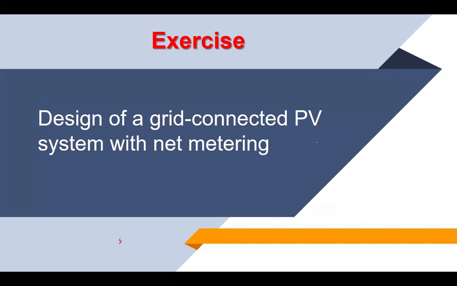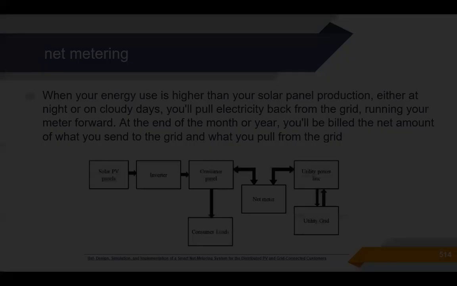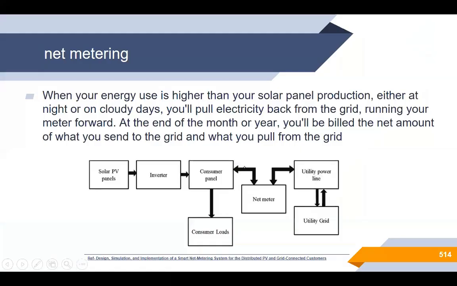Before starting, let's talk a little bit about the so-called net metering. In a grid-connected PV system, we have a lot of components. We have the solar panels connected together, the inverter for converting DC current to AC current, the load, and also the electrical grid connected. And in between, we have the net metering to measure either electricity produced or electricity consumed by the load.